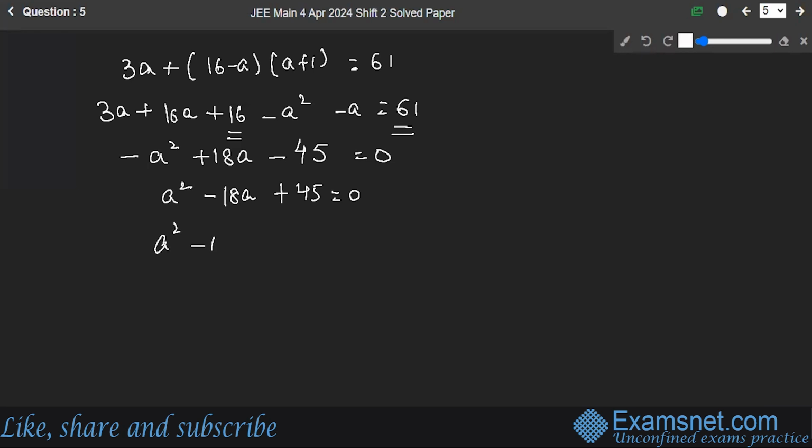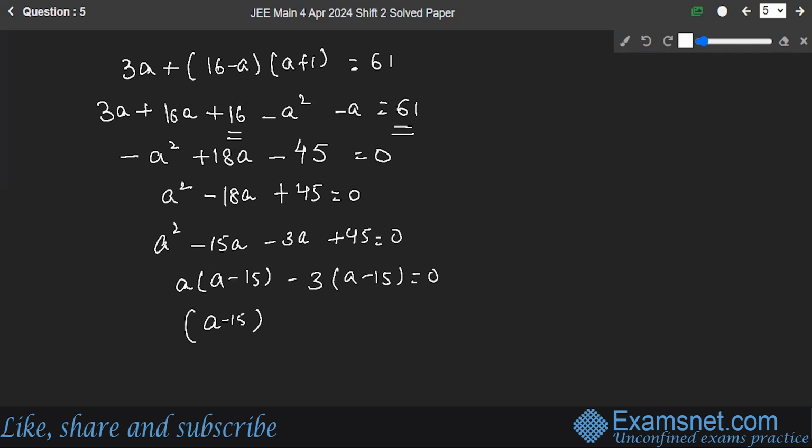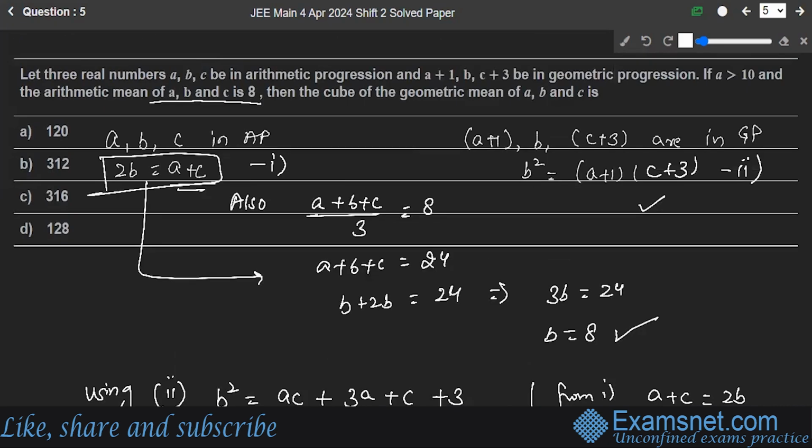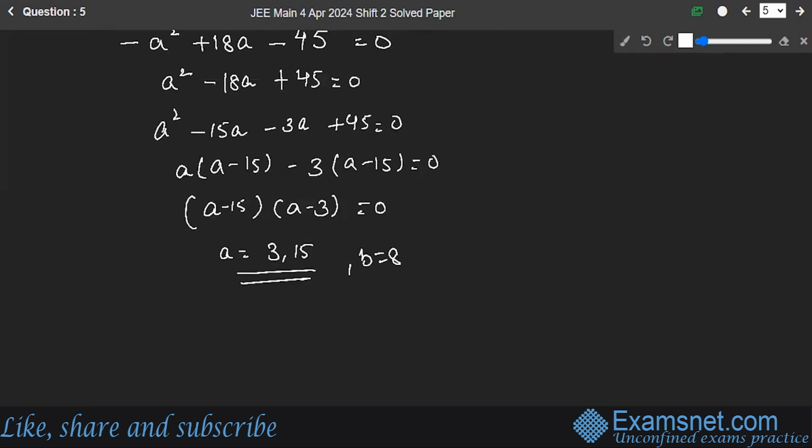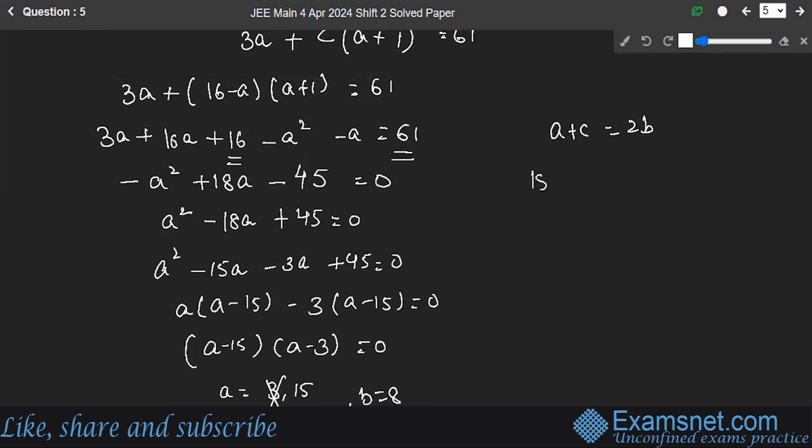Let's split the middle term. You have these two numbers, A minus 15 and A minus 3. So A will be equal to 3 or 15. We already got the B value as 8, and we knew that A plus C is equal to 2B. We are given in the question that A is greater than 10. That means I can't take A's value as 3, because A is greater than 10. So A is equal to 15 now.